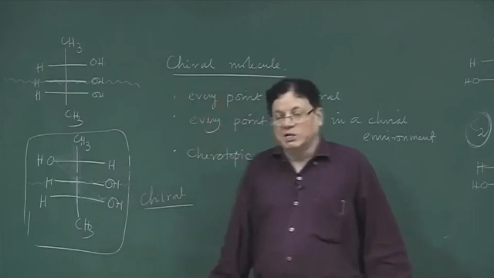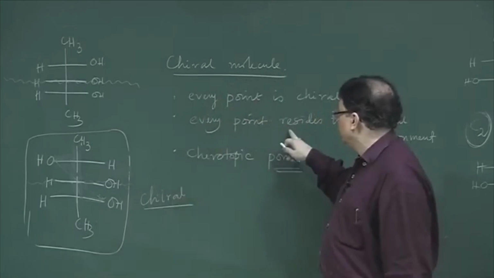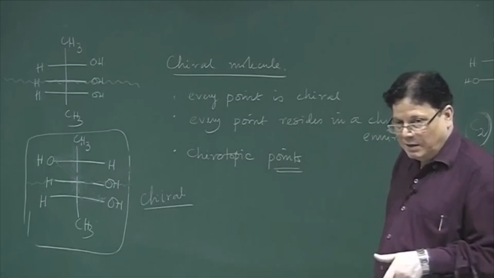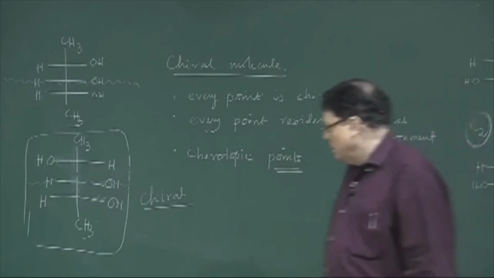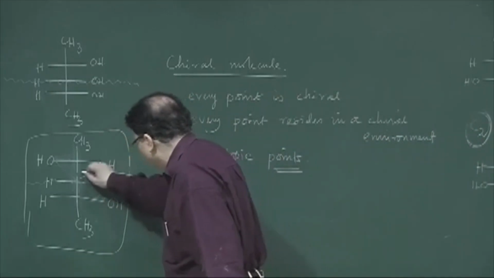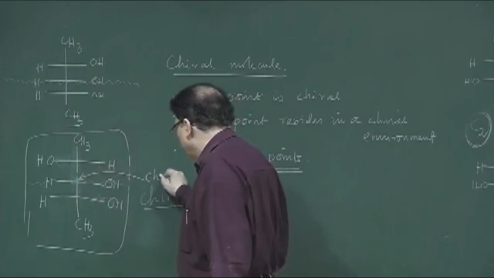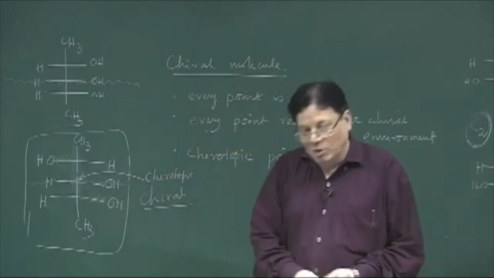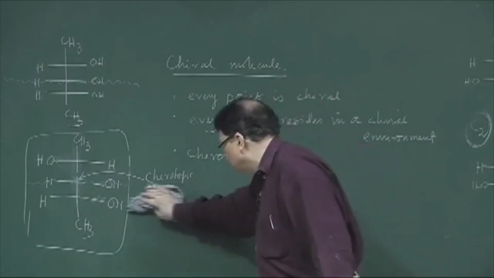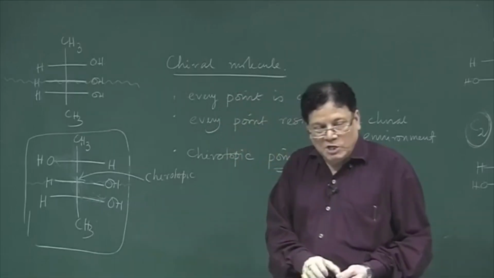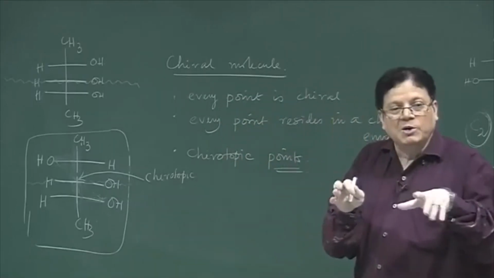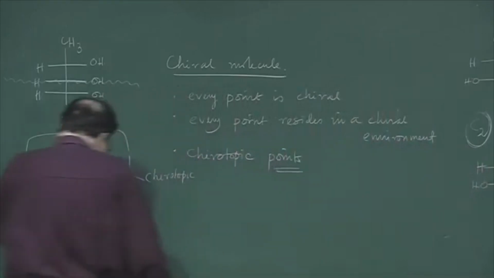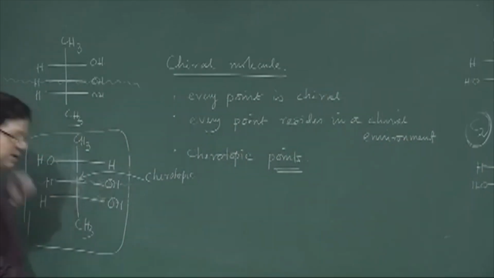So, according to the definition, in a chiral molecule, every point belongs to a chiral environment, and that point is called a chirotopic point. So, if I ask what is this point now, this carbon is chirotopic. Why? Because this molecule is chiral, as simple as that. The molecule is chiral, so every point is chirotopic. Okay. Now, the question is, what is the relationship between stereogenicity and chirotopicity? They are closely associated, you will see now. This is chirotopic. Now, the question is, is it stereogenic or not?